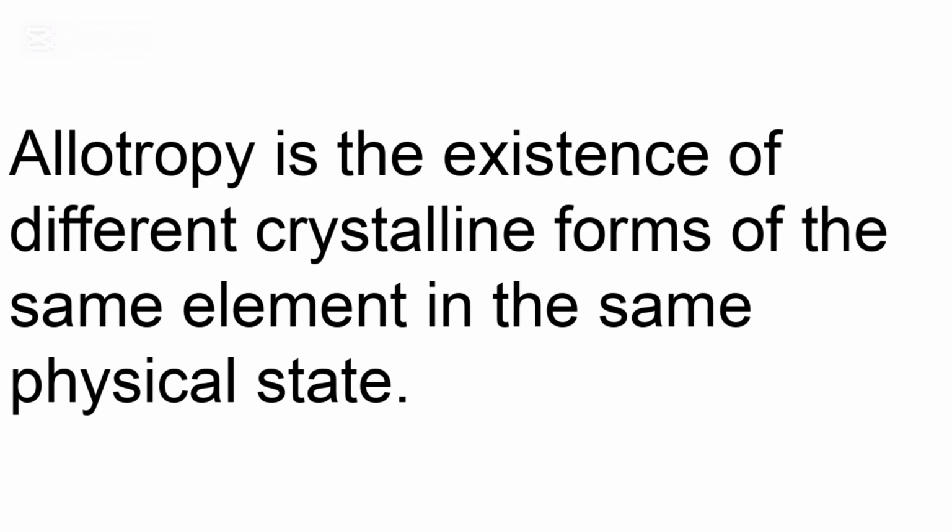Allotropy, on the other hand, is the existence of different crystalline forms of the same element in the same physical state. So there is a difference between allotropes and allotropy. Allotropes are the crystalline forms in the same physical state, while allotropy is the existence of those crystalline forms in the same physical state.